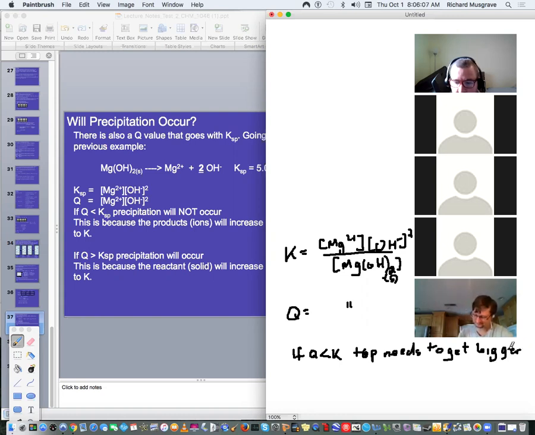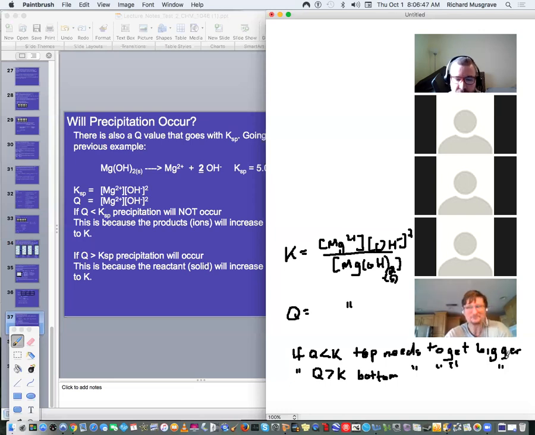So that's the other way of thinking about it. Now, if Q is greater than K, sorry, let's go back to that. If Q is greater than K, then the bottom needs to get bigger. What's on the bottom? The solid. If the solid's getting bigger, what's that mean? It means precipitation is occurring. All right? That's what I'm trying to get at here. Does anybody have any questions? Anybody have any questions about that?